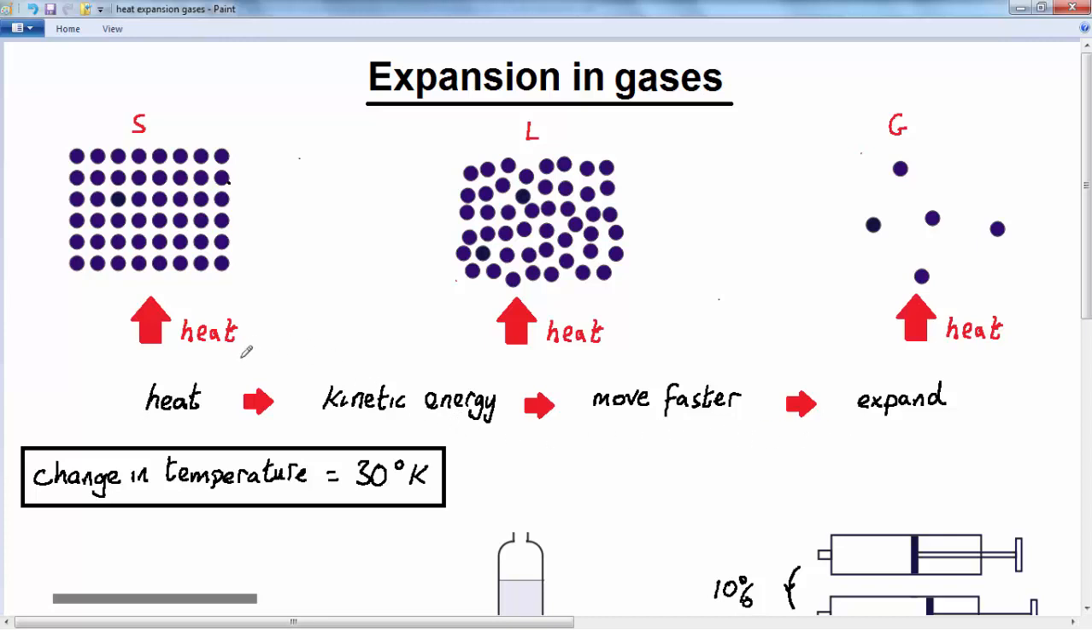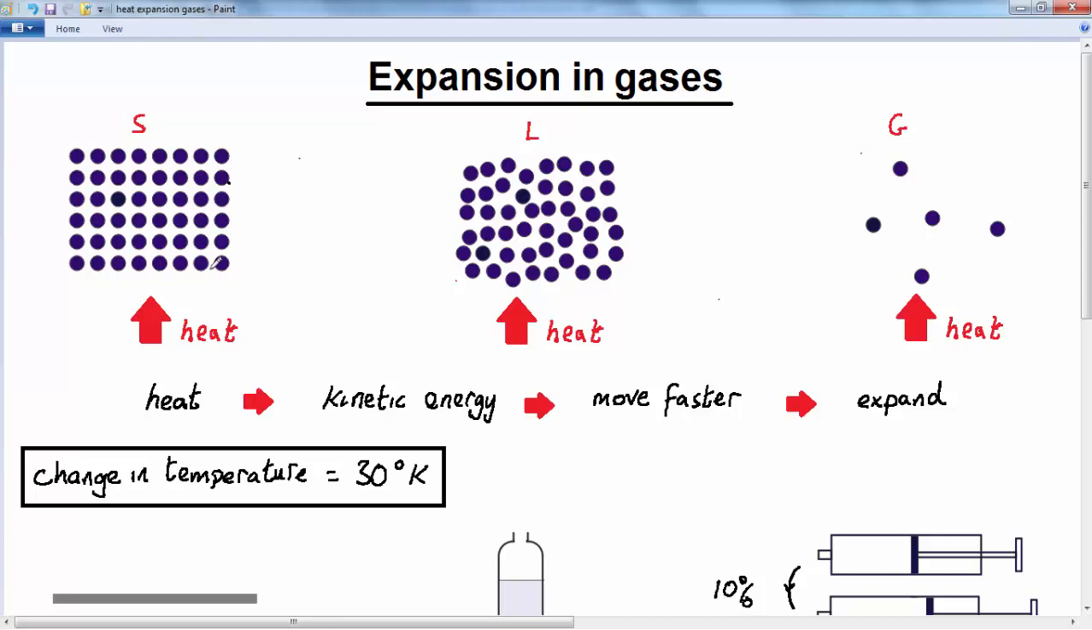But the important point is this: when you supply heat to these three, in the case of the solid and the liquid, not all of that heat is actually transferred to the kinetic energy of the particles. The reason for this is because there are quite large cohesive forces holding the particles together. These are clearly strongest in the solid, but they are also present in the liquid. As a result of that, the energy supplied to the solid and liquid will also be stored in the form of elastic potential energy, so it won't just be transferred into kinetic energy.